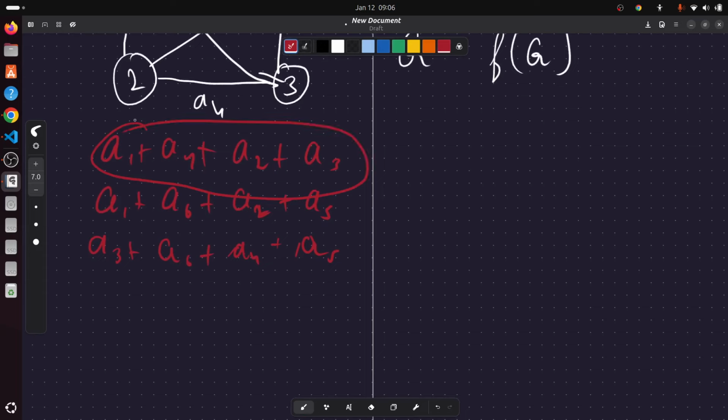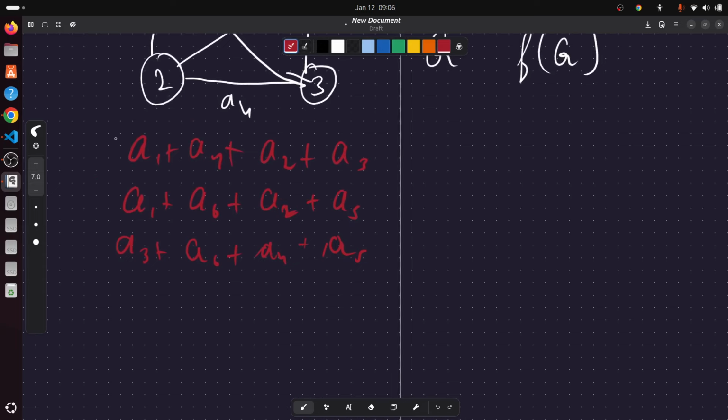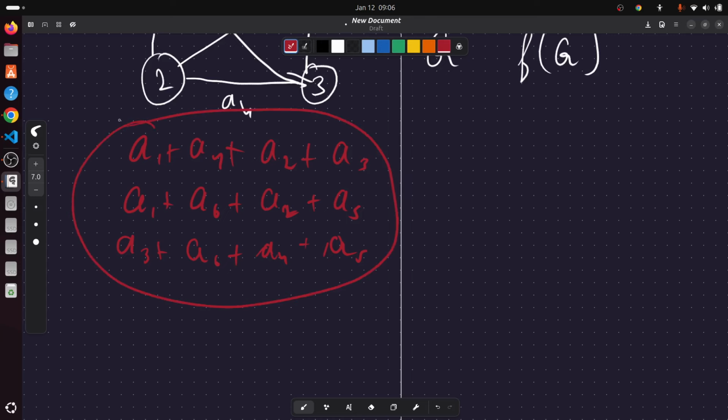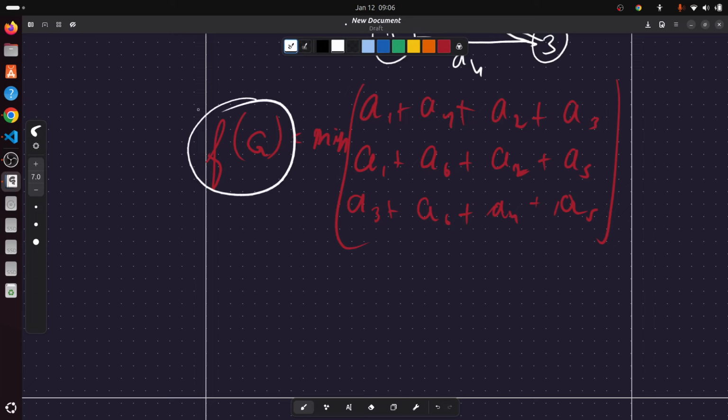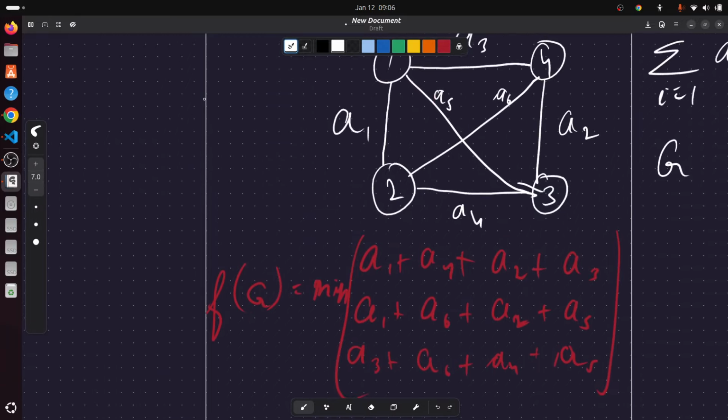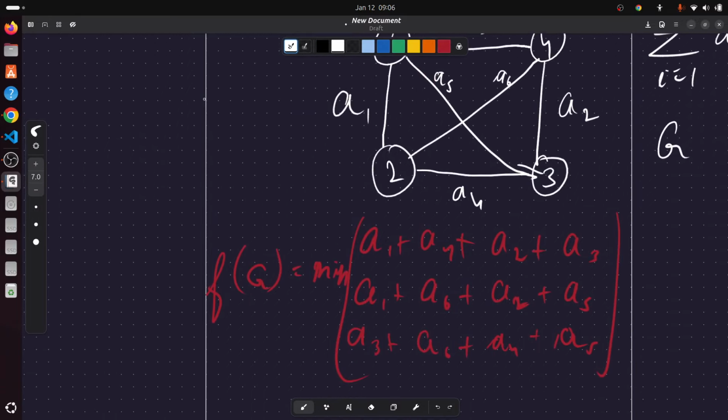Like for a complete graph having weights from A1 to A6, we can have these three possible sums. And so our f value, the f of the graph, would be just the minimum of these three values, right? I'll take the minimum of that, and that is our f of g, right? But how do I compute the sum of this f of g over all the graphs having sum equal to k? That is the question now.